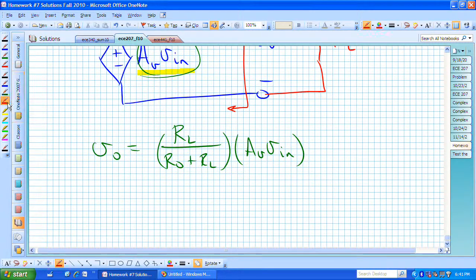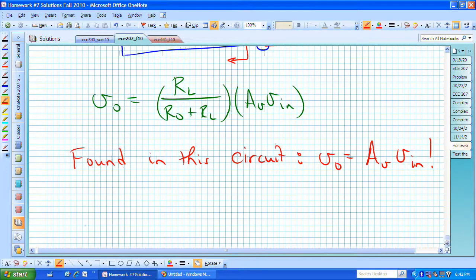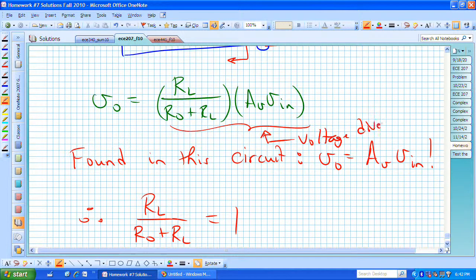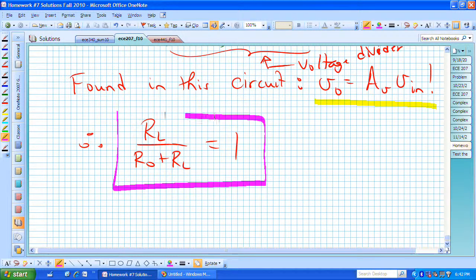But what did we just derive? We found in this particular op-amp circuit that we just analyzed, that V0 was equal to A sub V, Vn. That's what we just derived. That means that this R sub L over R sub 0 plus R sub L must actually equal 1 in order for us to have this relationship established. So this was due to our equivalent circuit. We found this voltage divider relationship. We've derived this from our op-amp circuit. Now we're trying to equate the two, and the only way that they are going to be equivalent is if this ratio R sub L over R naught plus R sub L is equal to 1.